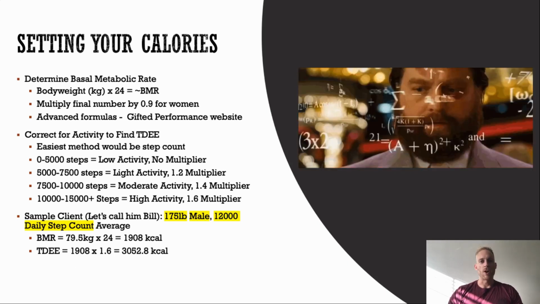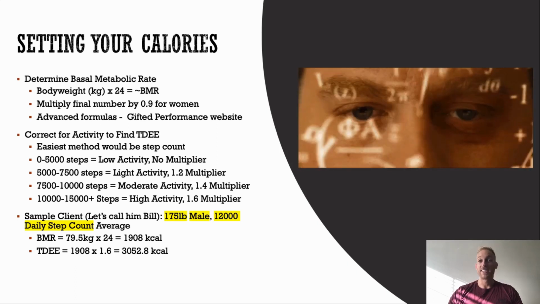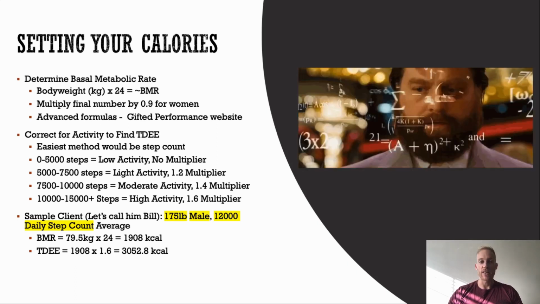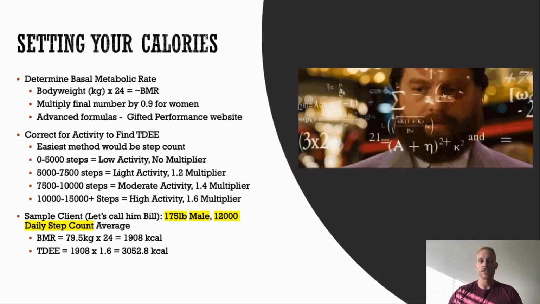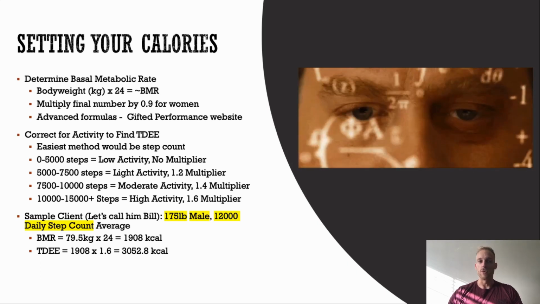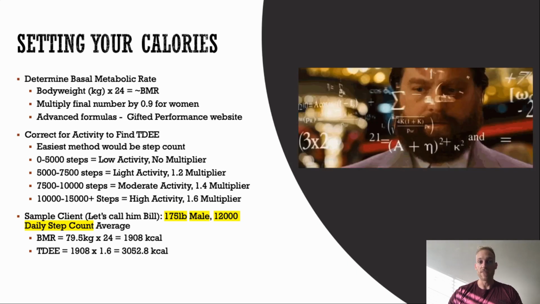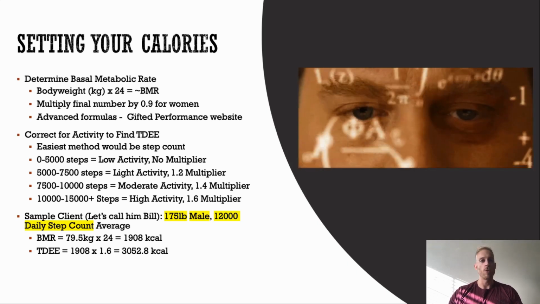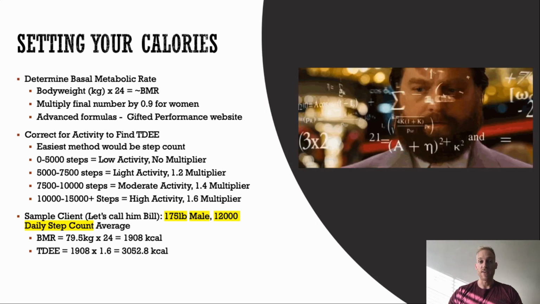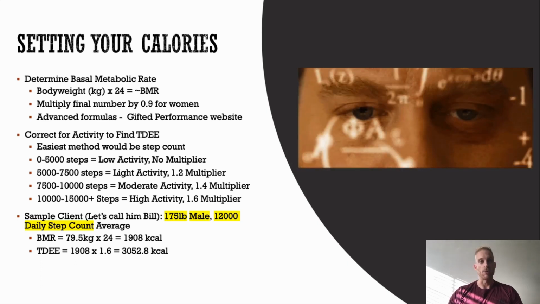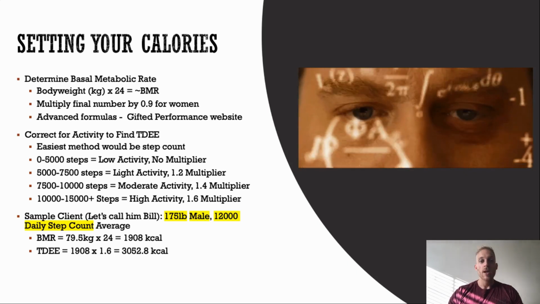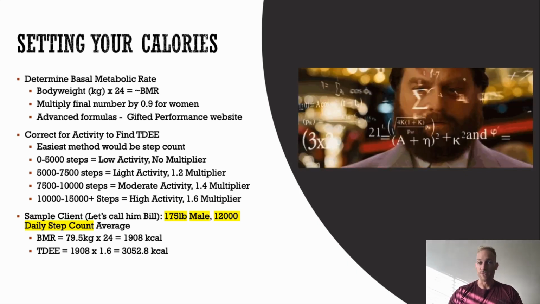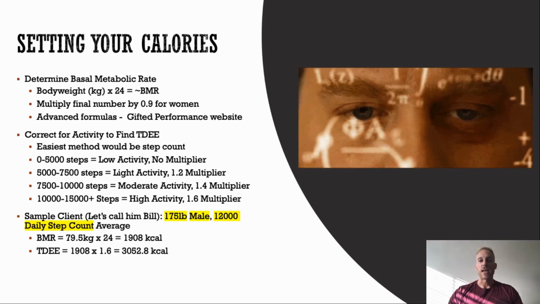After you've got your BMR, you want to correct for activity. And that'll give you your total daily energy expenditure. Easiest method to track your activity is probably just to do your step count. So if you are between 0 and 5,000 steps on average, just take the BMR number, no multiplier. 5,000 to 7,500, your light activity, you want to multiply by 1.2. 7,500 to 10,000, moderate activity, multiply by 1.4. 10,000 to 15,000 or even more.